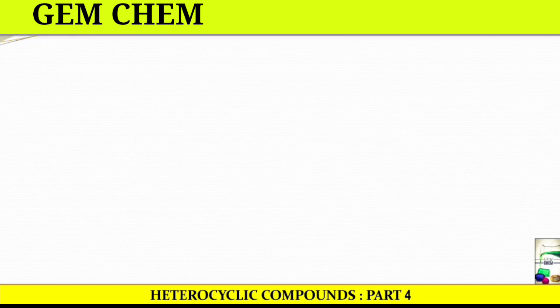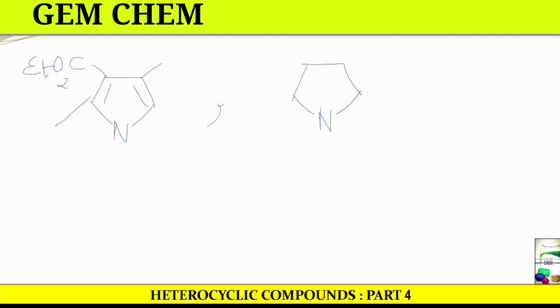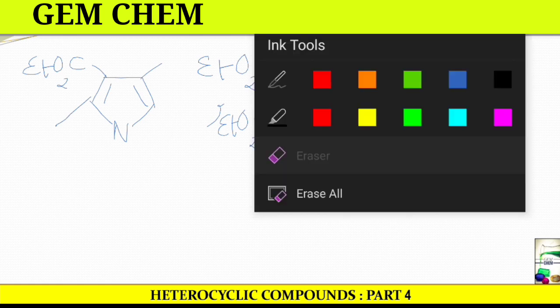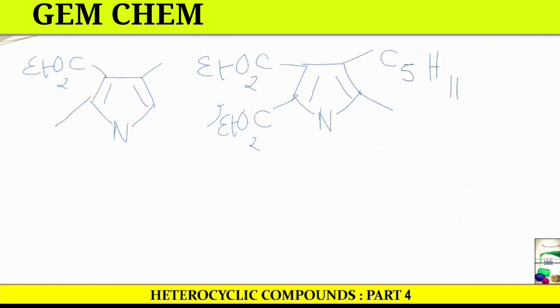Try to obtain the starting materials for these compounds which I am providing you. CO2Et, this one, another one will be your N, you have CO2Et, here you have CO2Et and C5H11. So the question will be, find the starting material for these two products, and this one will be the checkpoint for this video.